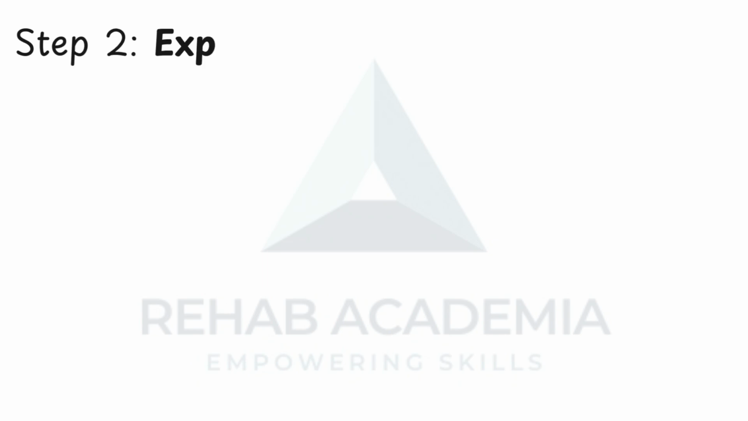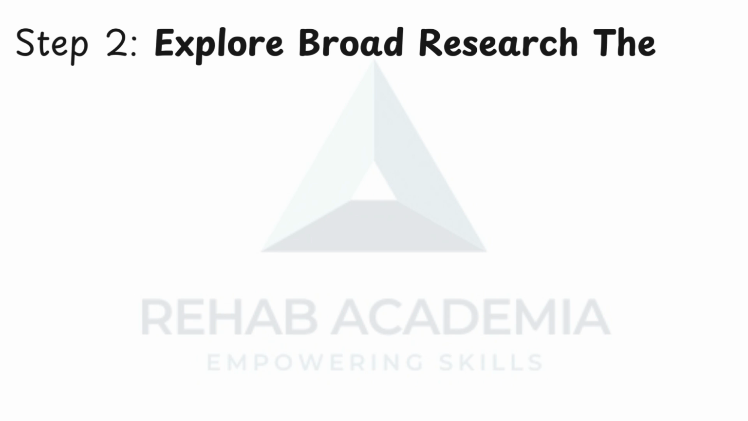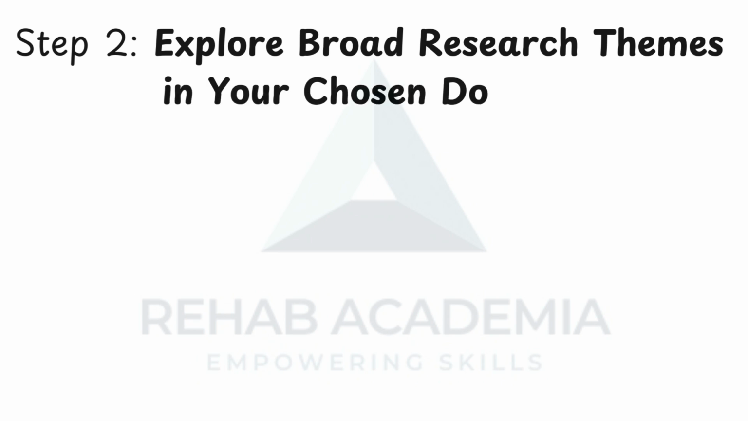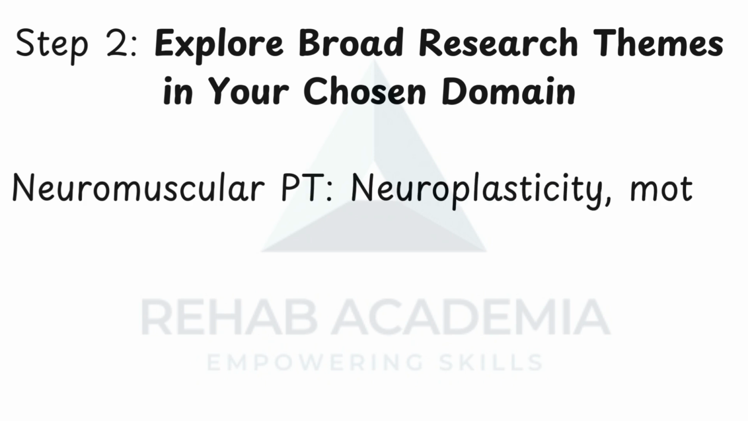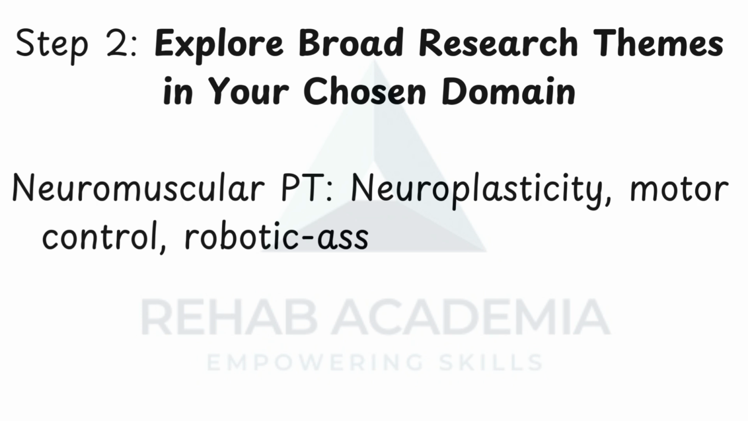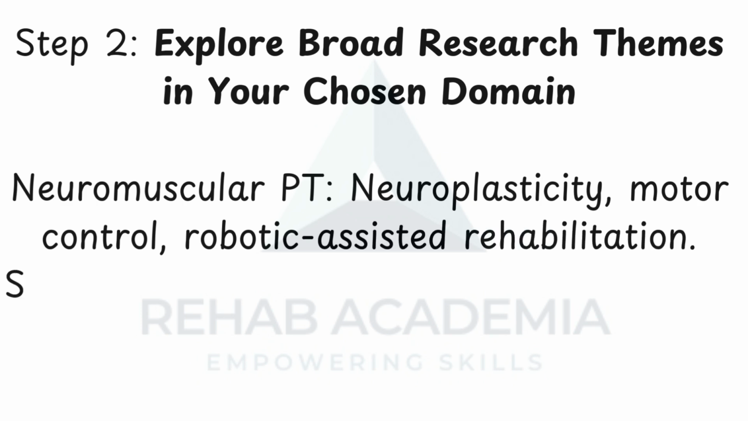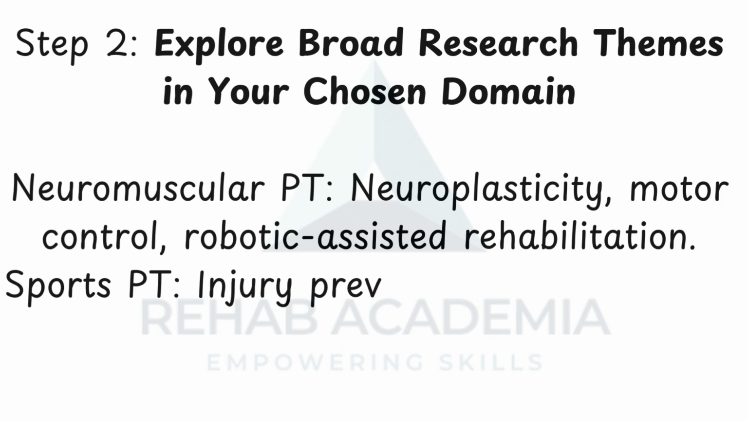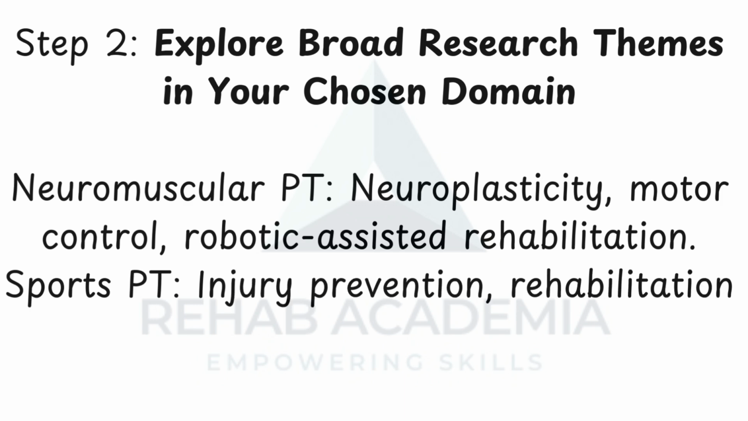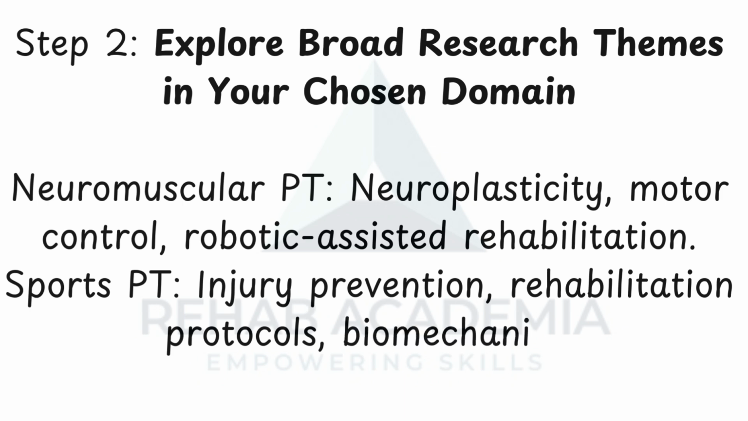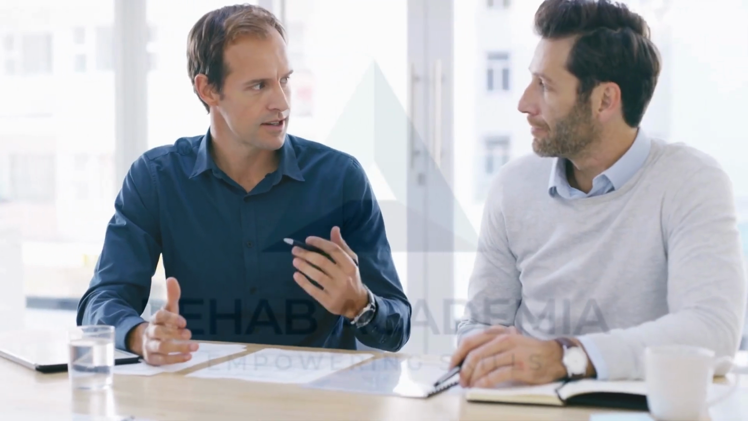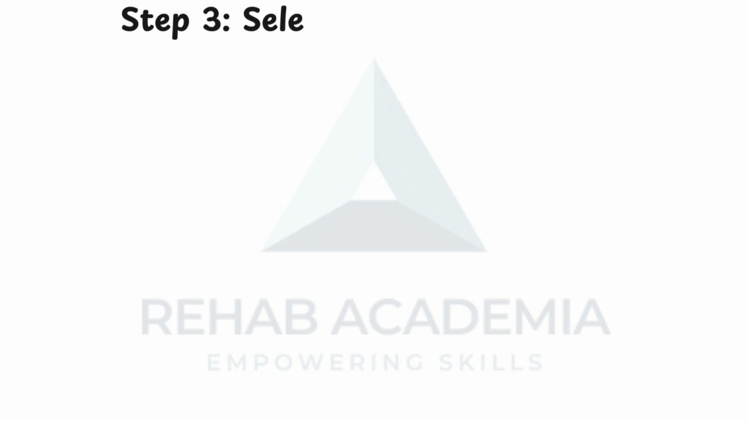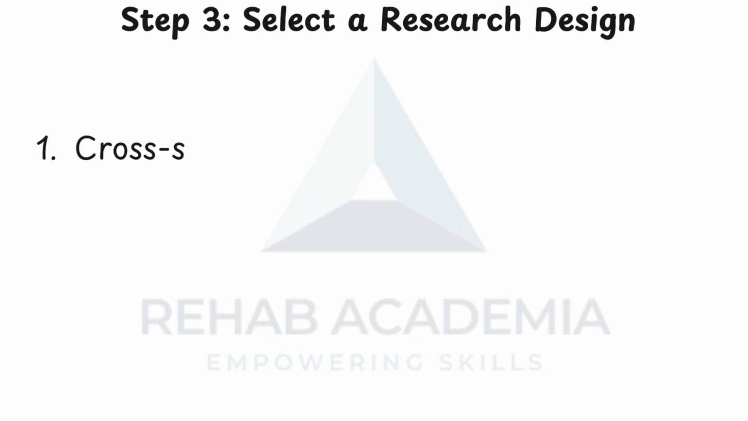Once you've selected a domain, explore common research themes. For example, in neuromuscular PT: neuroplasticity, motor control, robotic-assisted rehabilitation. In sports PT: injury prevention, rehabilitation protocols, biomechanics. Key tip is to look for emerging trends by reviewing the latest research articles, attending relevant conferences, or speaking with experts in the field.